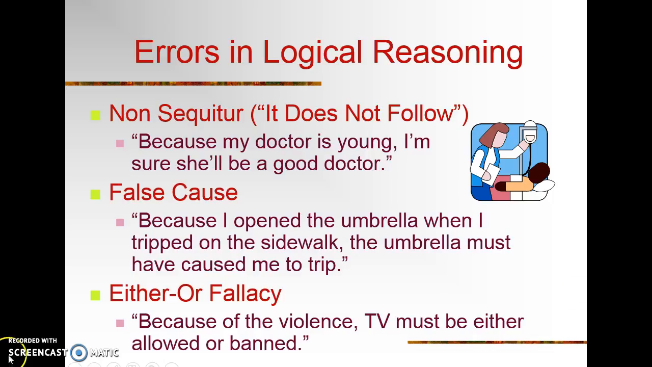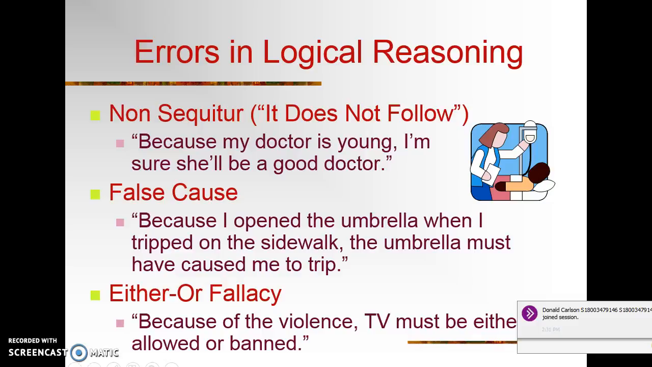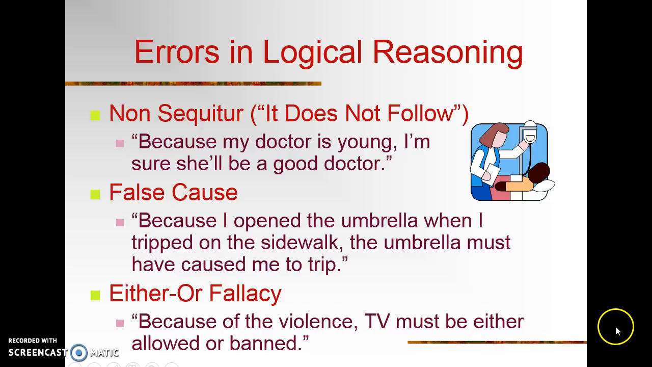Errors in logical reasoning. Non sequitur. It does not follow. Because my doctor is young, I'm sure she'll be a good doctor. False cause. Because I opened the umbrella when I tripped on the sidewalk, the umbrella must have caused me to trip. You don't want to look at an effect as being caused by something that doesn't make sense. It's irrational. Either-or fallacy. Because of the violence, TV must either be allowed or banned. Again, this idea of either one thing has to happen or the other thing has to happen.